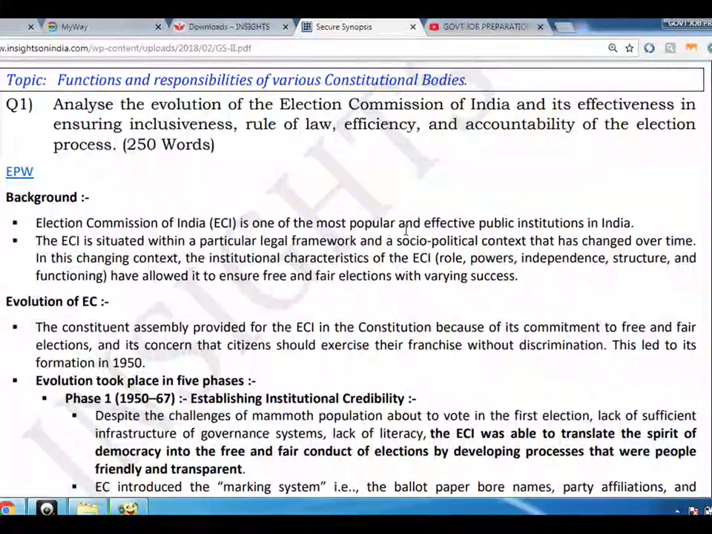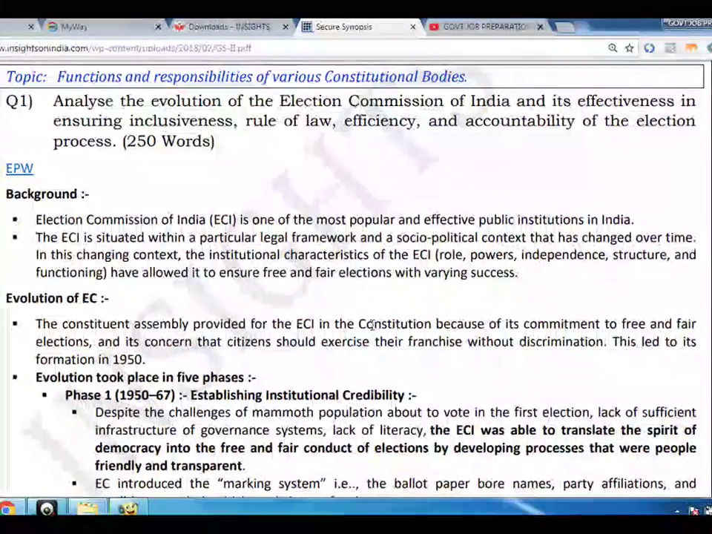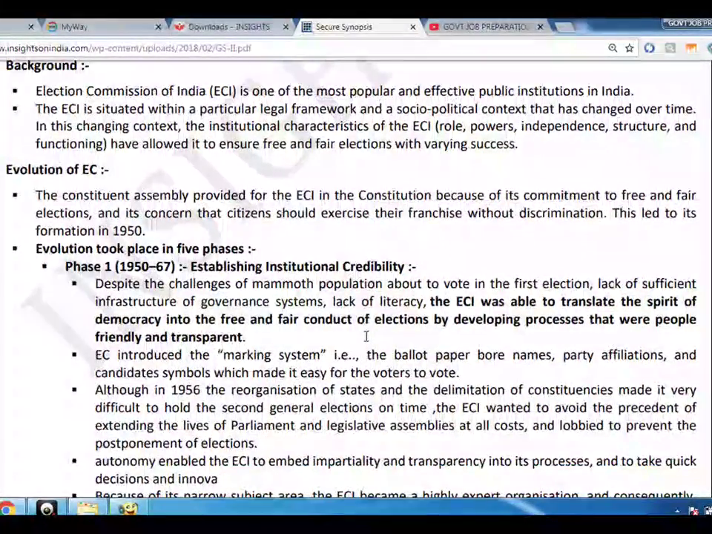Evolution of EC. The Constituent Assembly provided for the ECI in the Constitution because of its commitment to free and fair elections, and its concern that citizens should exercise their franchise without discrimination. This led to its formation in 1950. Evolution took place in 5 phases. Phase 1, 1950 to 67: establishing institutional credibility, despite the challenges of a mammoth population about to vote in the first election, lack of sufficient infrastructure and governance systems, and lack of literacy.